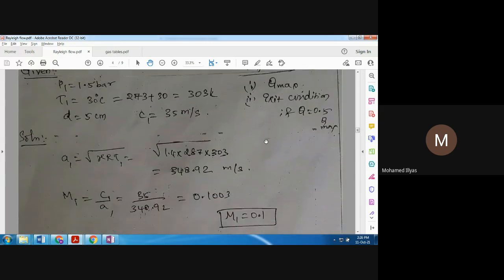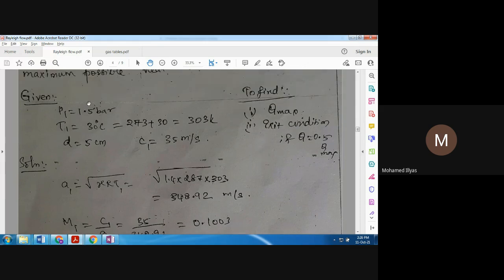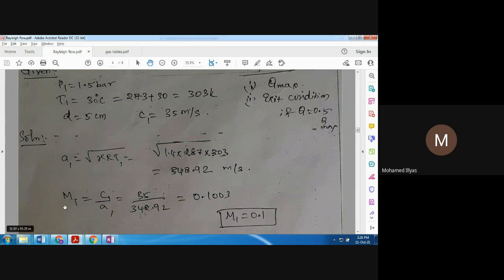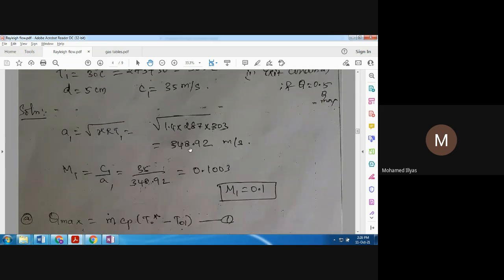Let us first find the Q max here. We have limited data, so we cannot directly use the gas tables. Let us find the Mach number and then proceed. For Mach number, the very basic relation M equal to C by a, we'll use. Since P1 and T1 are given, I can write it for the inlet condition: M1 equal to C1 by a1, where a1 equals root of gamma R T1. Gamma is 1.4, R is 287 and T1 is 303 Kelvin. So we'll get our a1 as 348.92. Substituting a1 here, we'll get M1 as 0.1.